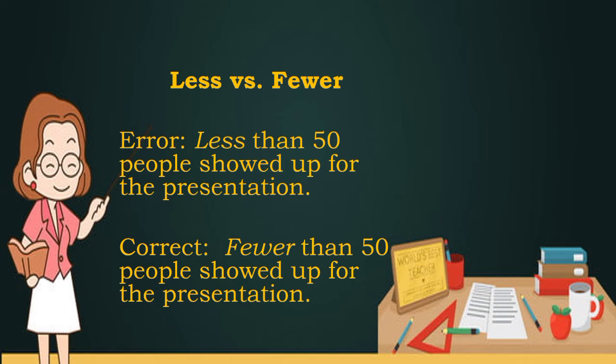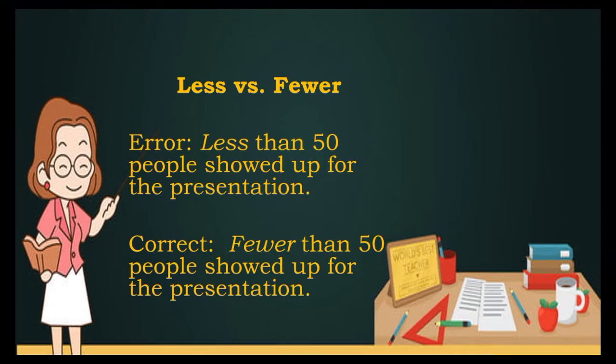So before, I thought that we could use less or fewer interchangeably. But as I did my research for this activity, I realized that less is for uncountable things and fewer is for countable things. So again, the correct construction of the sentence: fewer than 50 people showed up for the presentation.